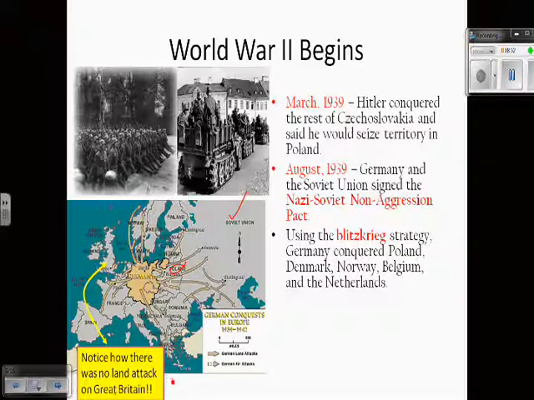Now I put a note here. Notice how he doesn't attack Great Britain. He goes after all of Europe and is pretty successful in taking all of Europe, but he's not able to conquer Great Britain, and that's because Great Britain was located on an island that had its own built-in defensive position.